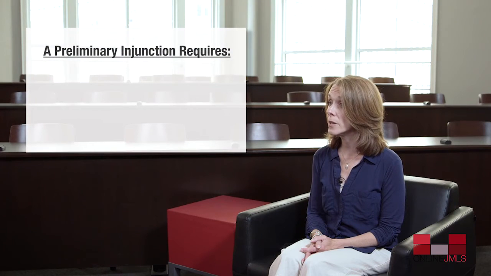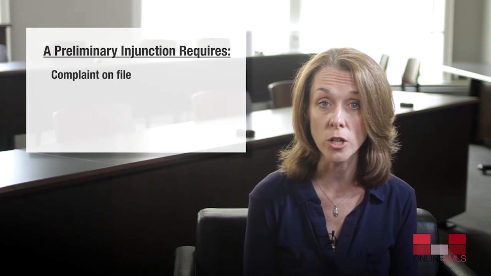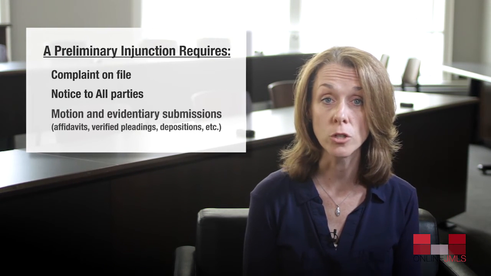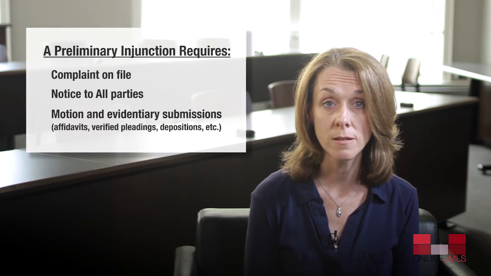To secure a preliminary injunction, there must first be a complaint on file. The party seeking a preliminary injunction must provide notice to all parties. The motion should include evidentiary support, such as affidavits, verified pleadings, and depositions. The party against whom the injunction is sought will have the opportunity to respond to the motion.